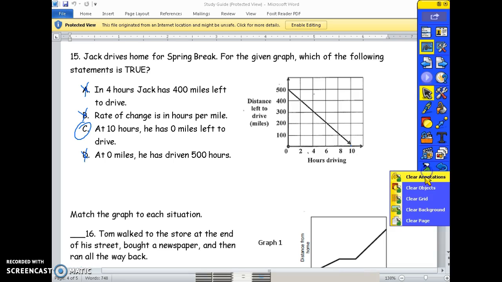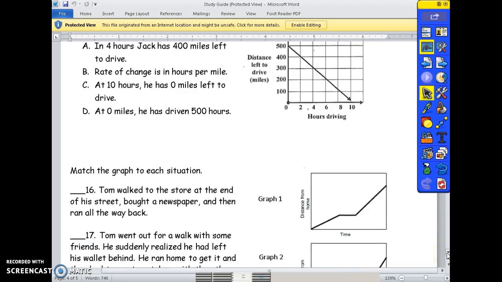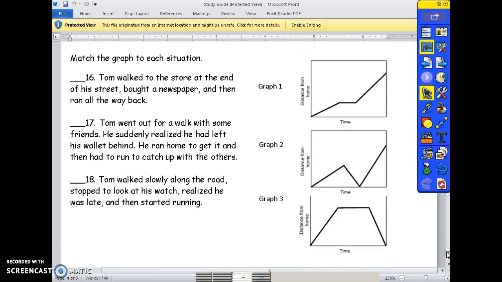And number 16. Match the graph to each situation. This is, again, a preview for Unit 6, but just so you have it. Tom walked to the store at the end of his street, bought a newspaper, and then ran all the way back. So he's walking, he's staying at the end of his street, and then he's running back. That would be graph 3.